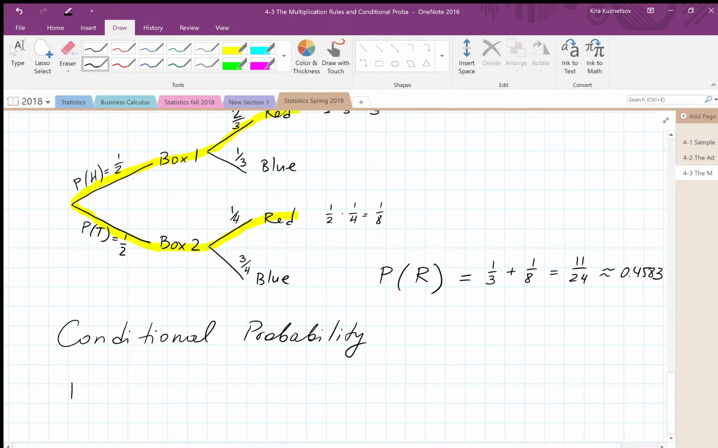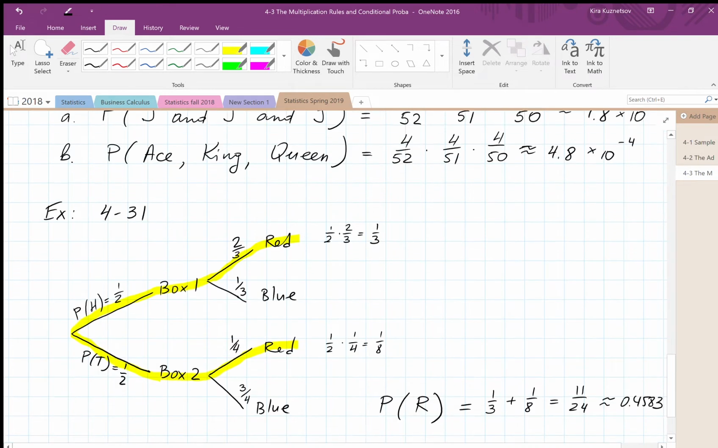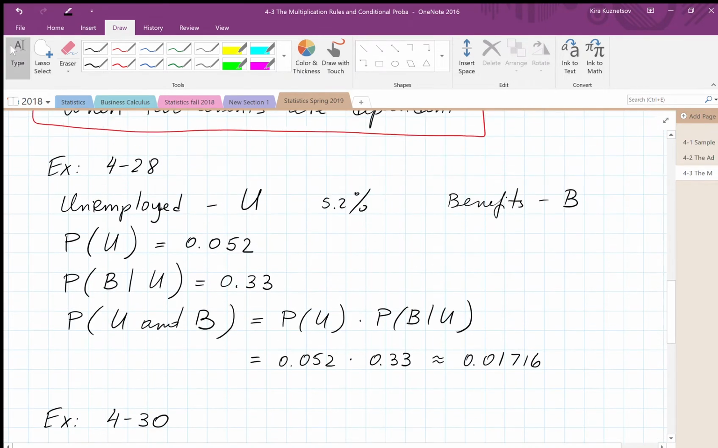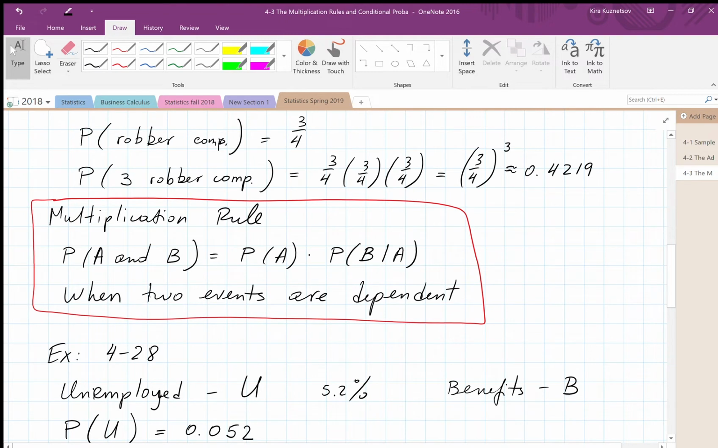Now the formula that I'm going to write down for conditional probability looks very similar to the one that I've already written down for the multiplication rule in the case where the events are dependent. Now remember, dependent events means that the probability of B is affected by the fact that the event A has already happened.